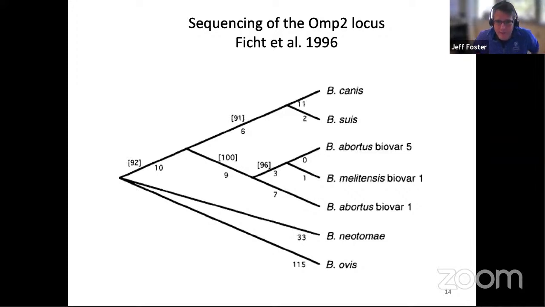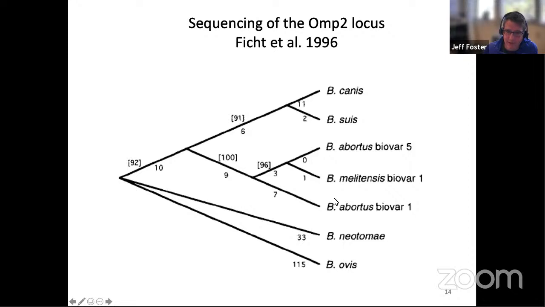So the first attempts at doing this were well in advance of the relatively advanced genomic sequencing techniques that we have now. We went by gene. The first work in most organisms was to look at a single gene. In humans and other vertebrates, you can imagine various mitochondrial genes being compared against each other. And so Tom Ficht and his collaborators in 1996 used a single gene locus, the OMP gene, which is an outer membrane protein gene, to compare different Brucella. So one of the first phylogenetic comparisons was using a single gene, sequencing that gene and comparing. And so we get various relationships here.